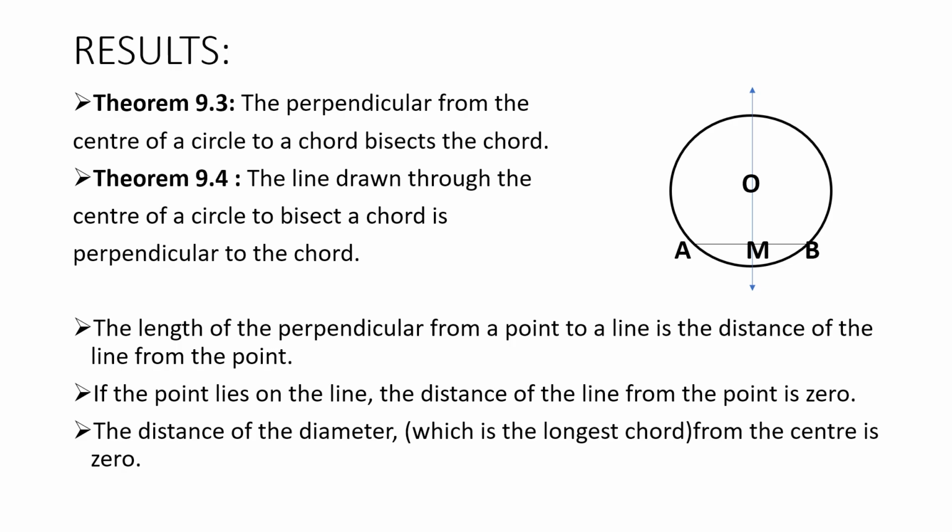Theorem 9.3. The perpendicular from the center of a circle to a chord always bisects the chord. Also the converse is true. Theorem 9.4. The line drawn through the center of a circle to bisect a chord is perpendicular to the chord. Now other results, the length of the perpendicular from a point to a line is the distance of the line from the point. So if you want to find the distance, you have to find the length of the perpendicular. If the point lies on the line, the distance of the line from the point is 0. The distance of the diameter, which is the longest chord, from the center is always 0.